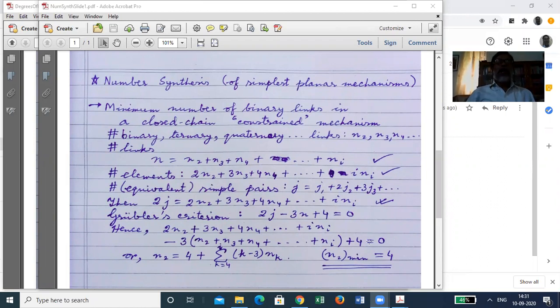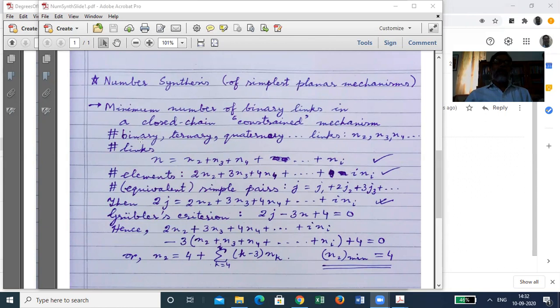So the first principle or first relationship that we will try to work out will be the minimum number of binary links in a closed chain constraint mechanism of n links, if the mechanism is to have, okay, so first we try to work out the minimum number of binary links that must be there in a mechanism, having perhaps other kinds of links also, perhaps not.